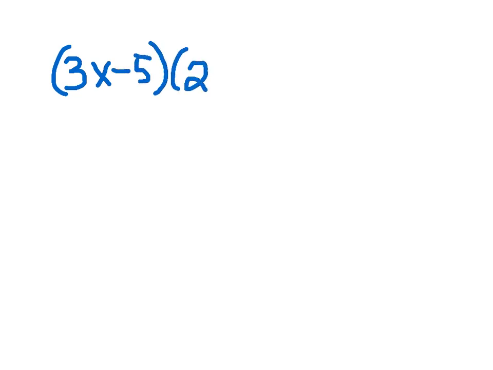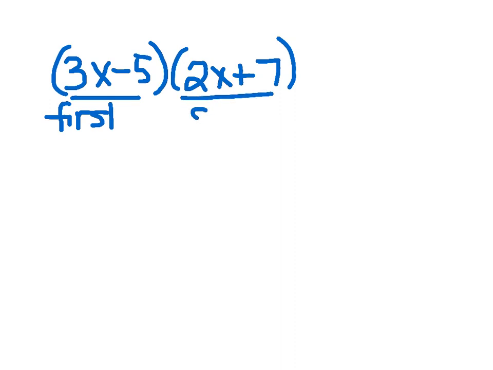Let's say, I don't know, 3x minus 5 times 2x plus 7. This is the first polynomial, and this is the second polynomial. So when we say we're going to distribute all of the terms of the first polynomial over the second, we're going to begin. The first term of the first polynomial is 3x, so I'm going to distribute it, or multiply it, by the 2x.